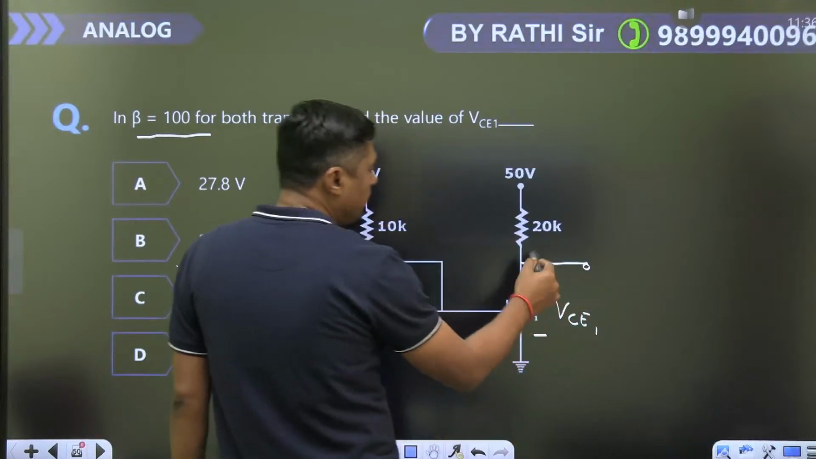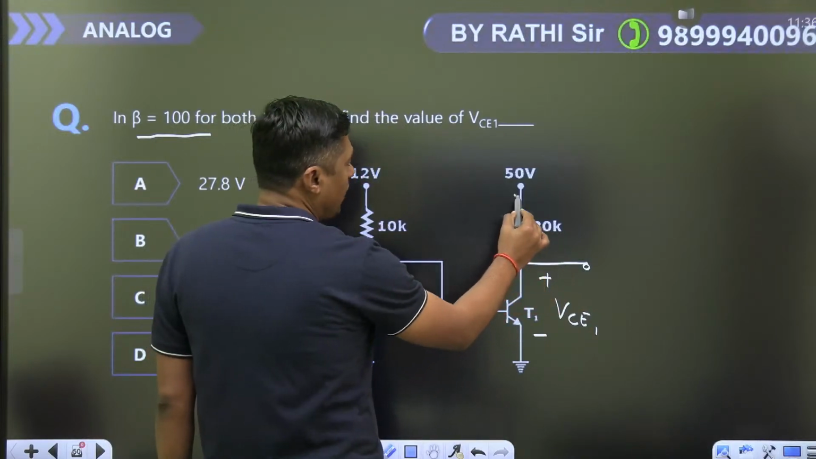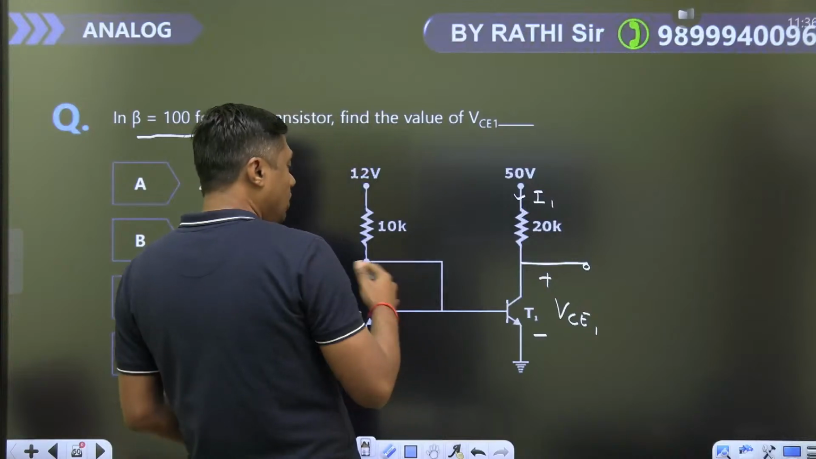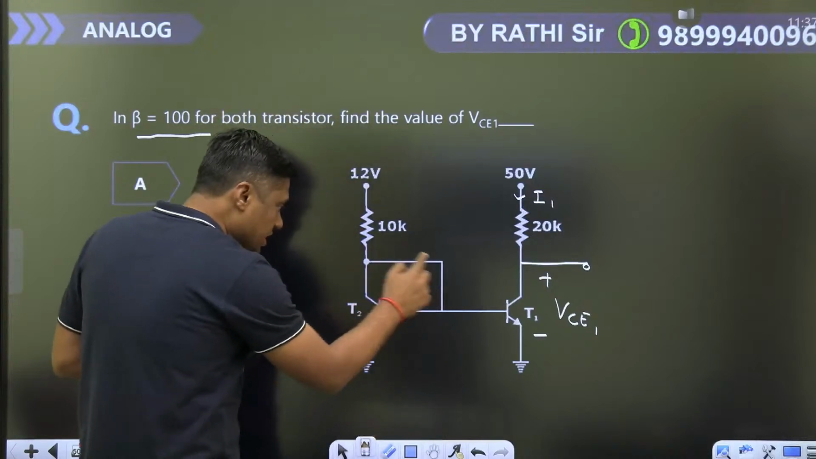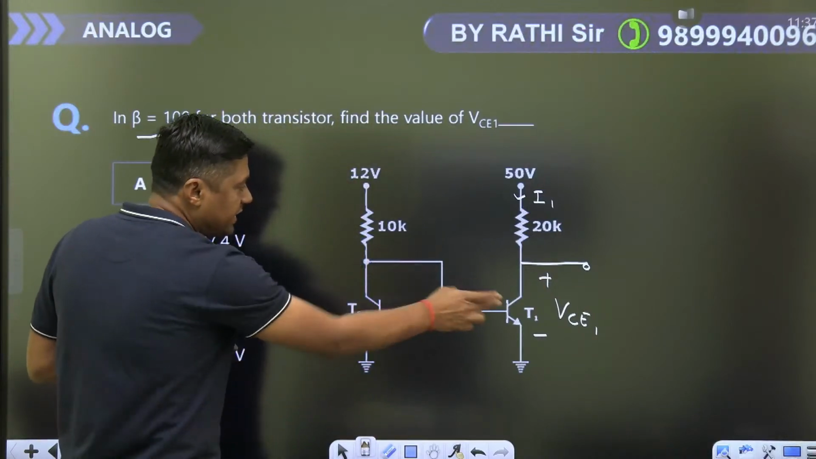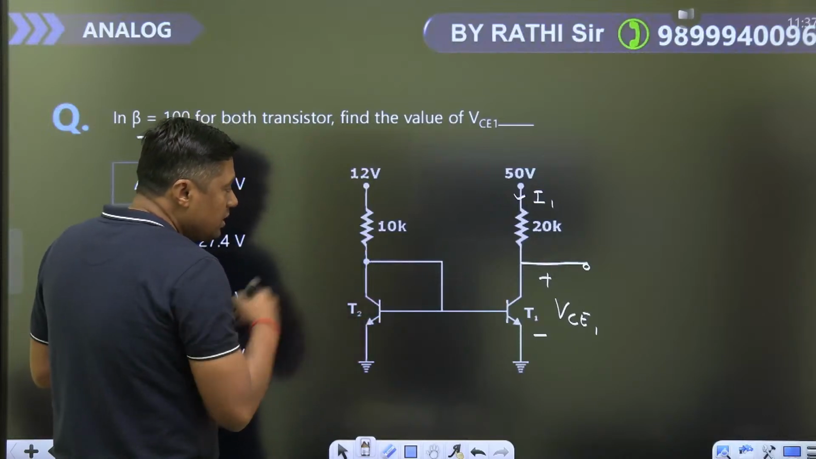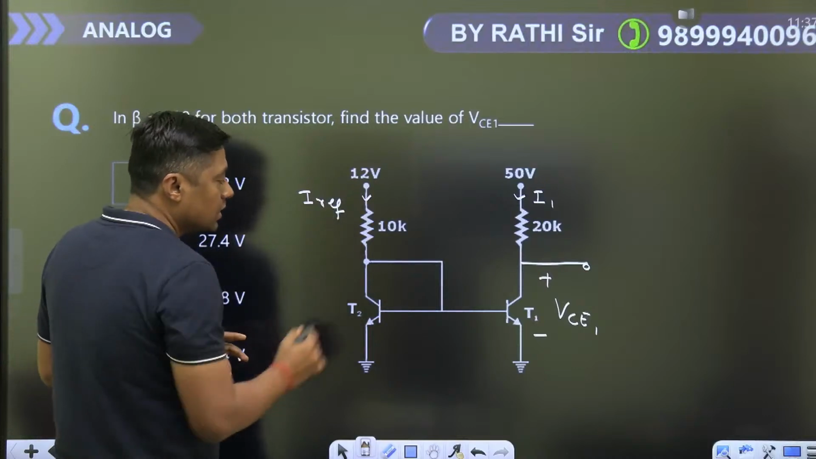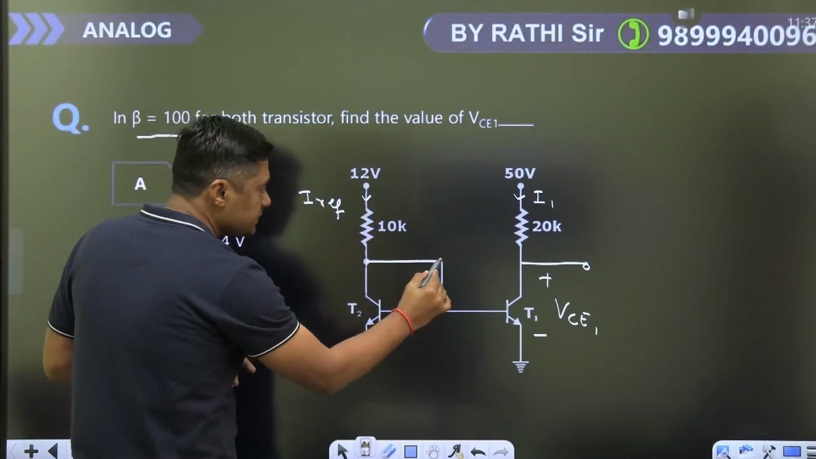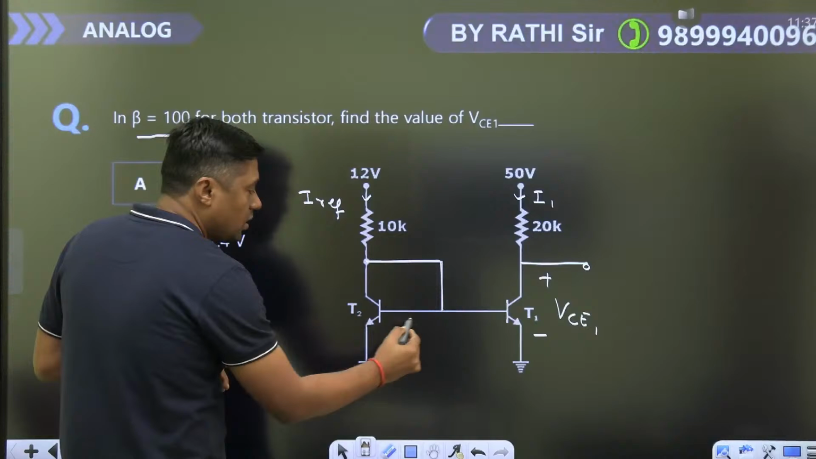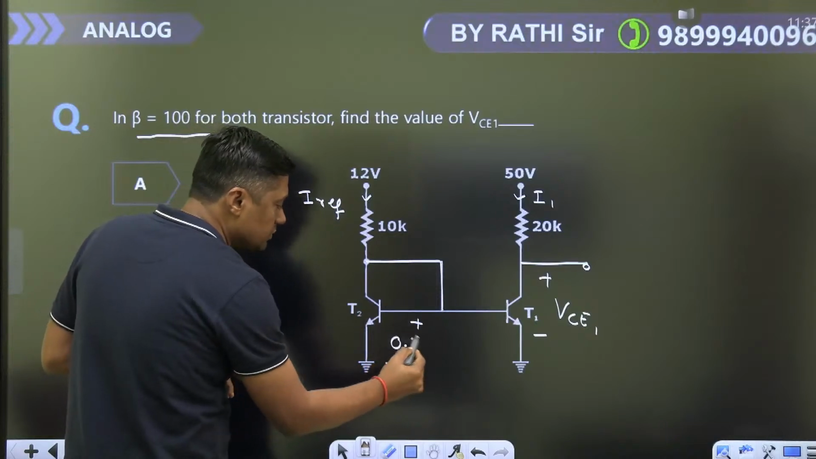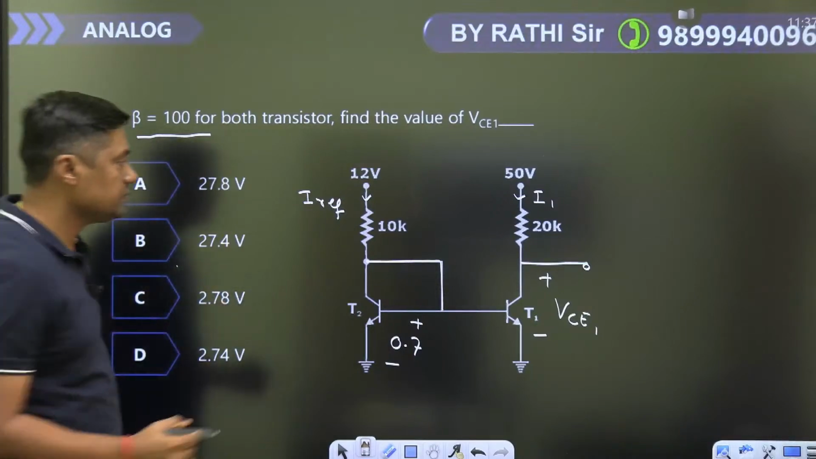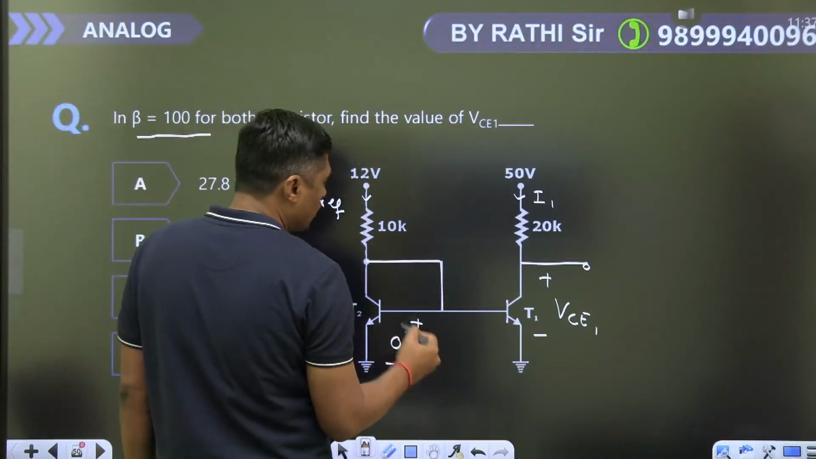VCE1 means we have to find the voltage at this terminal. So you have to find the current at this point. And now always remember, if this is connected here, so this is the driver and that is the load. So here we will have to find the I reference. This point is connected here. Now this is 0.7 volt. VB, the value of the VB is not given, means 0.7 volt. By default it is 0.7 volt.